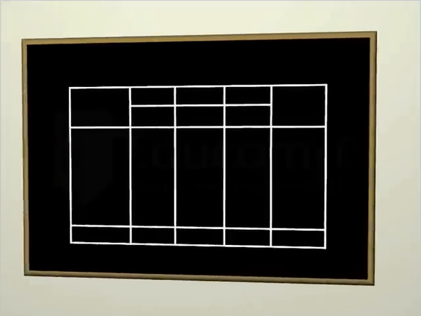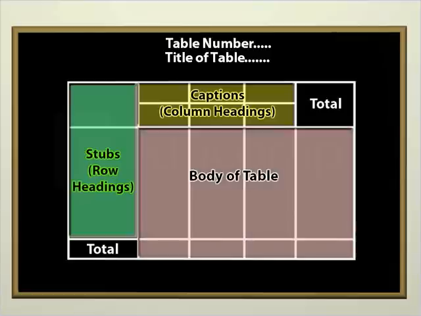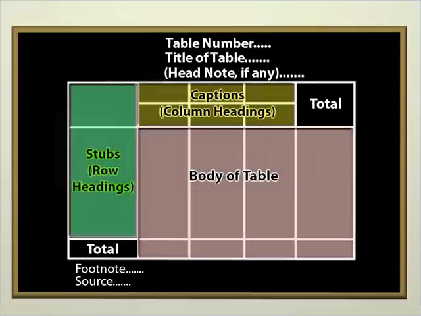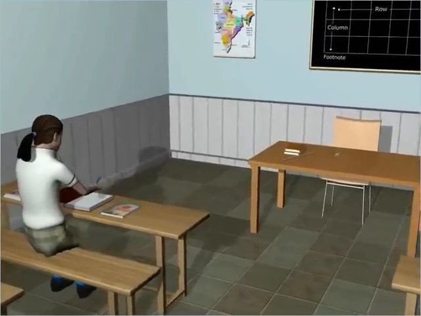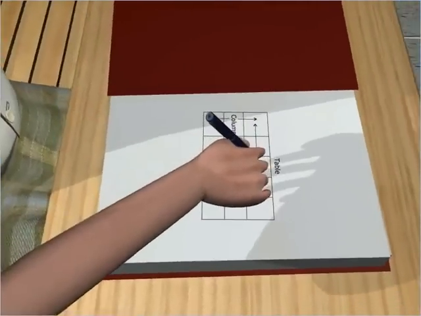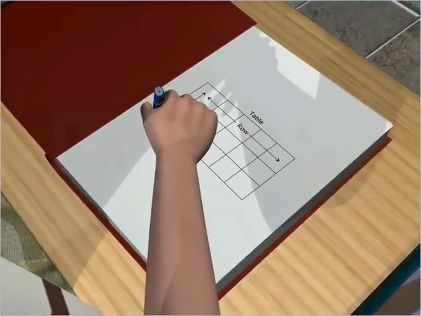The major parts of a statistical table are table number, title, captions and stubs, body of table, headnote, footnote and source. When these parts are put together in a systematic manner, they form a table. It is very necessary to make a rough draft of the table before the figures are actually entered into it. This is done to minimize the chances of mistakes.